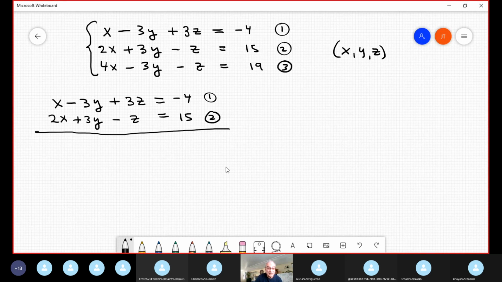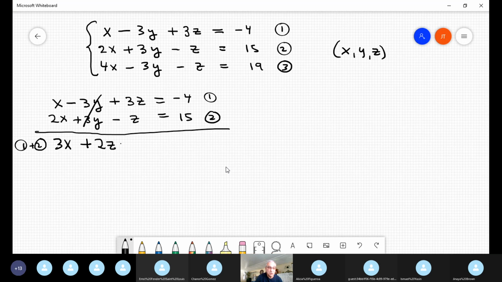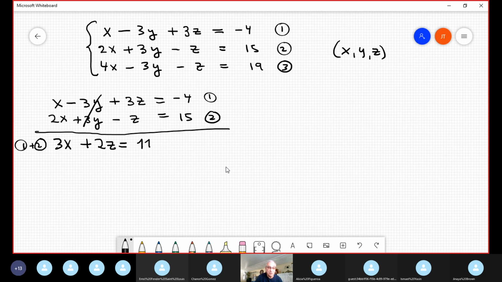In this case, when you add equation 1 plus equation 2 by column, this is 3x, 1 and 2. This cancels, it's gone, no y anymore. And this is 3 minus 1 is 2, 2z equal 11, no? 11 because 15 minus 4 is 11. And you get this equation, I call equation number 4. In this equation number 4, we have x and z, and y disappears. No y anymore for a moment.